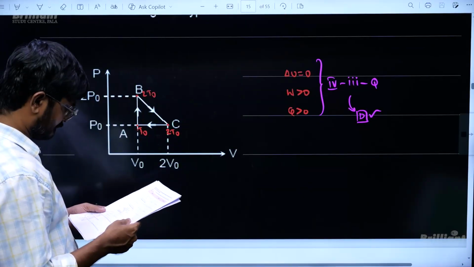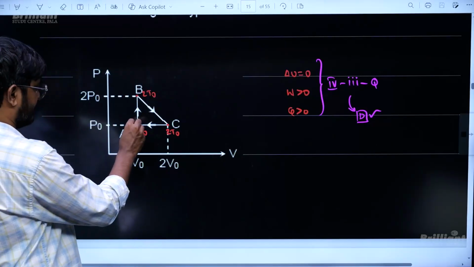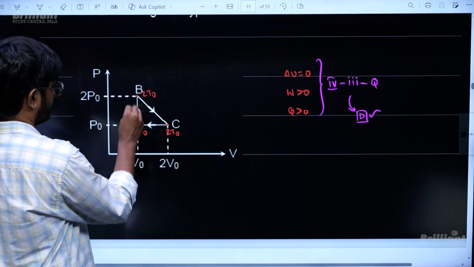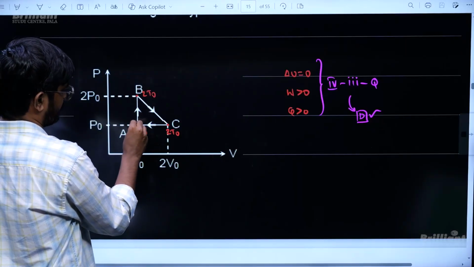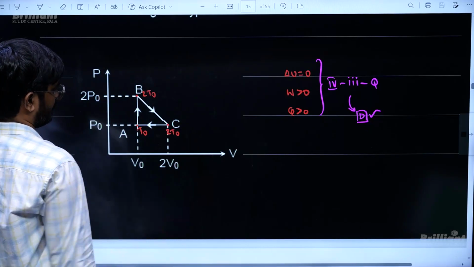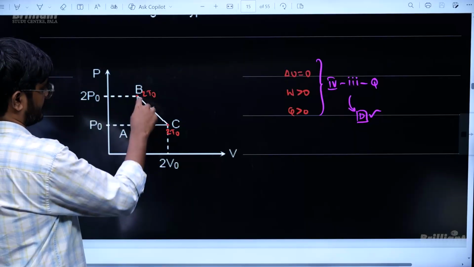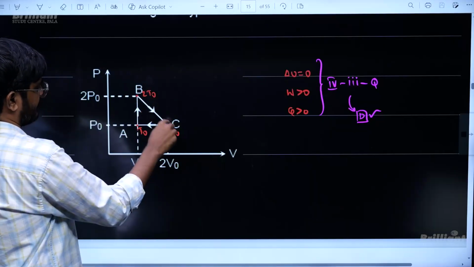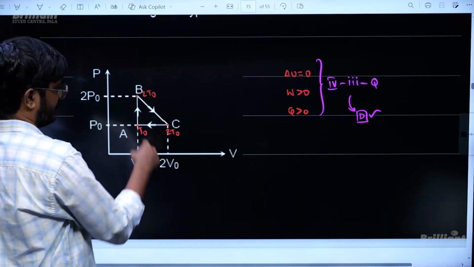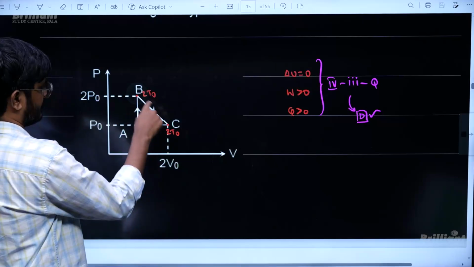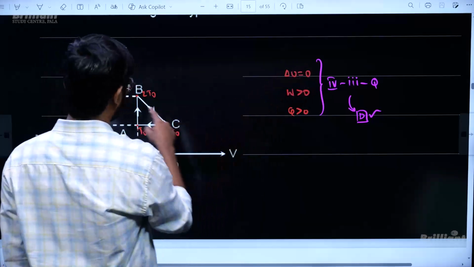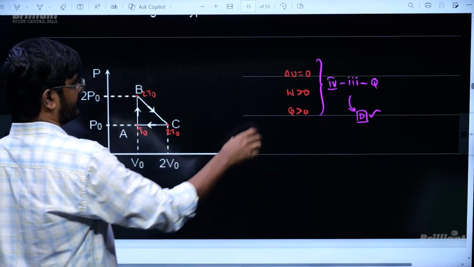Now in the next case, again if I assign temperature T naught here, at constant volume pressure is becoming twice, so temperature will become twice. At constant pressure volume is becoming twice, so temperature will become twice. So from here to here, initial temperature and final temperature were the same. In between we don't really care. Initial and final temperature are the same, so from here to here, delta U is 0. From here to here, volume is increasing, so work done is going to be positive.